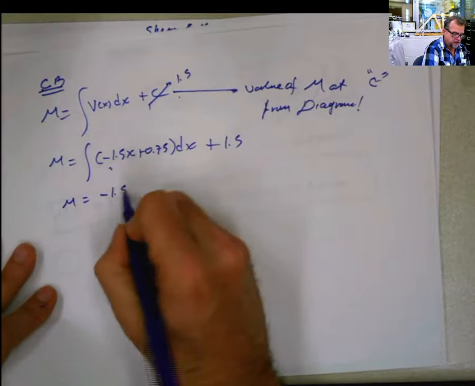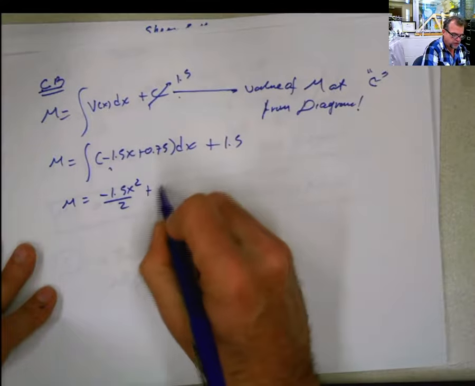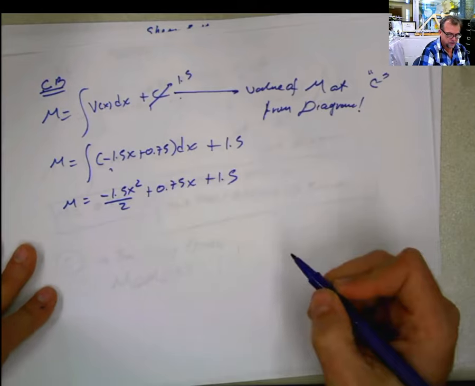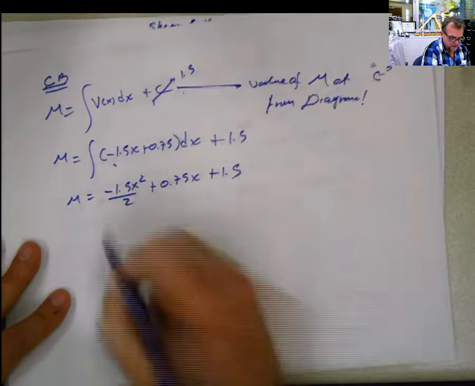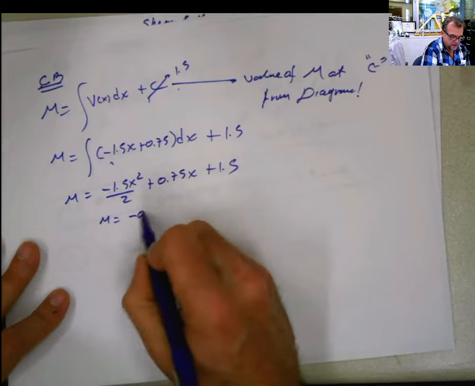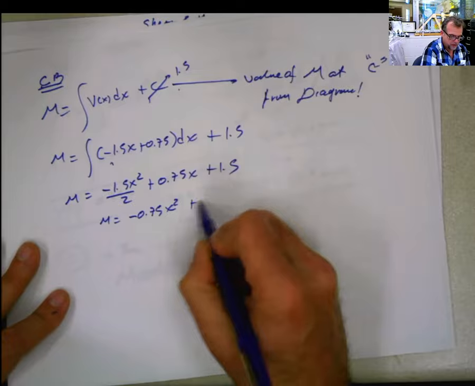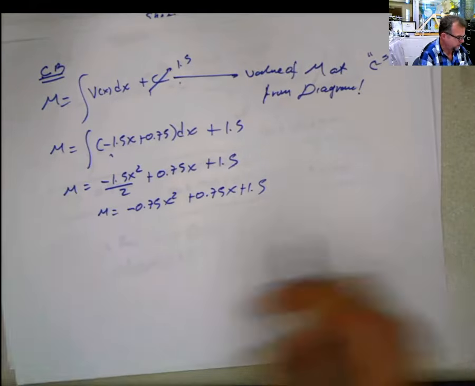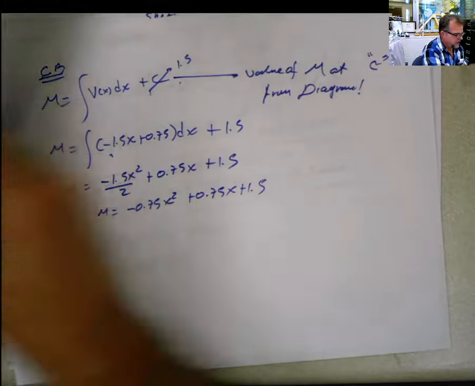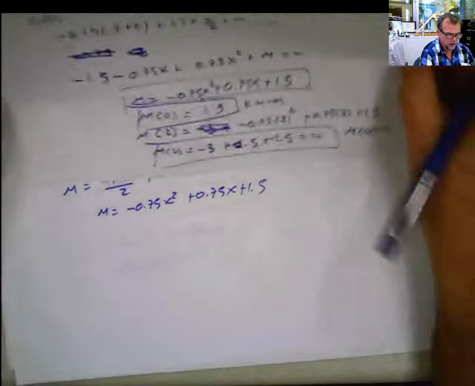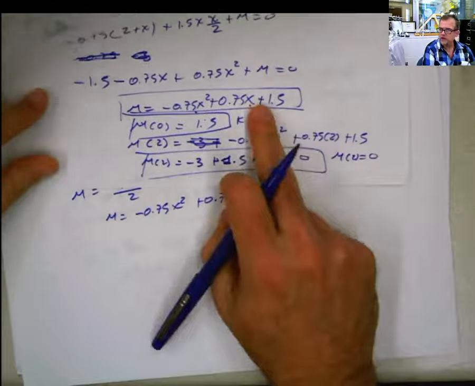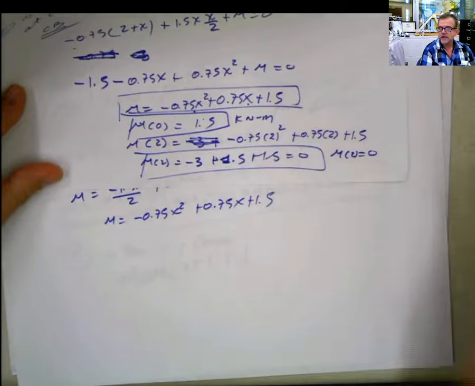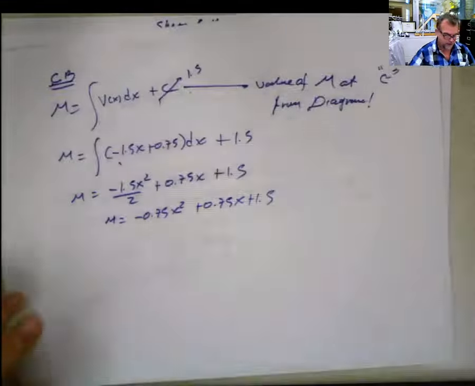Negative 1.5 x squared divided by 2 plus 0.75 x plus 1.5. That's the equation. If you want to simplify, you say moment equals negative 0.75 x squared plus 0.75 x plus 1.5. Oh, wait a second, I remember something. How weird. It's the same equation that we got in the problem that we did by the method of sections. You see that? It has to be a different approach.